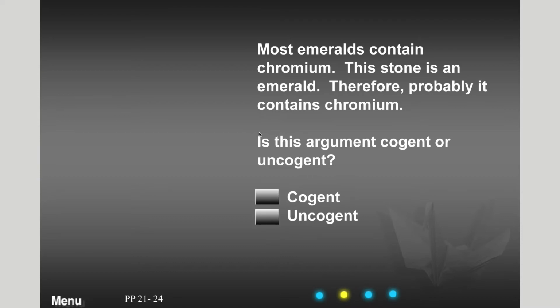Now, is this argument cogent or uncogent? Well, we learned at the beginning of the exercises that most emeralds do contain chromium. That is a true premise, and so we have a strong inductive argument. We now know that the premise is true. Nothing has been left out that's relevant. That is, we don't need to know anything within the conclusion except for the fact that most emeralds contain chromium. So therefore, this is a cogent argument.